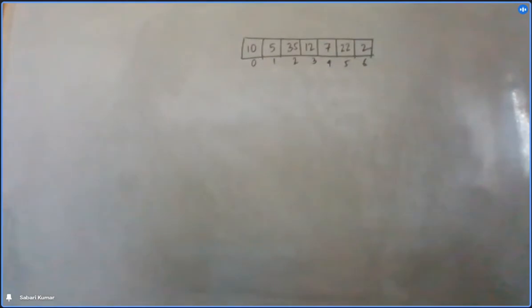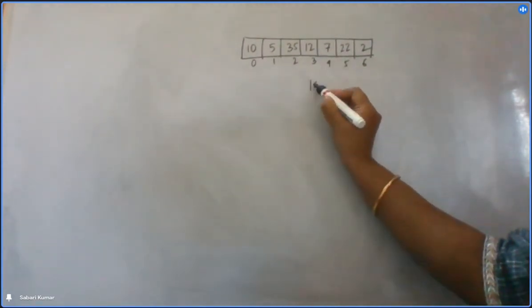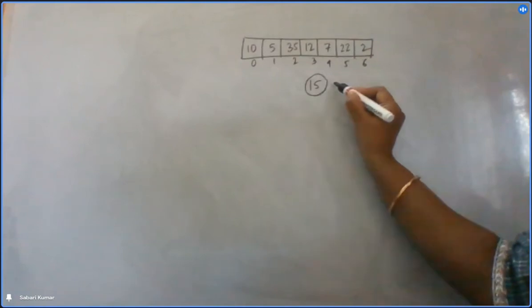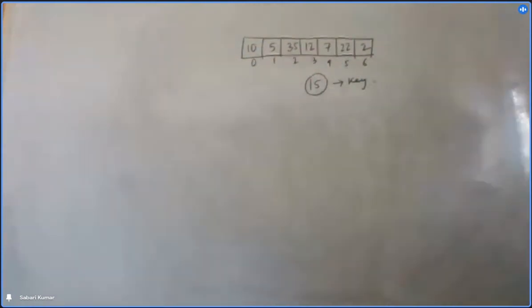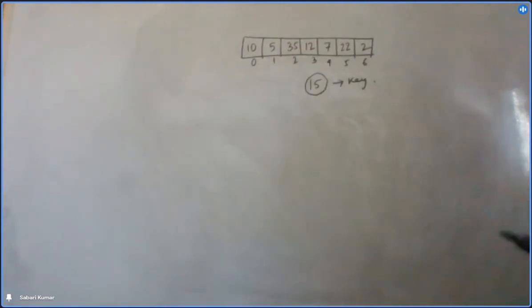Now when you are going to insert a new element in the array, suppose the new element is 15. 15 is the new element, that is our key value that we want to insert. When this insertion is going to take place, you need to understand how it is going to be done. To insert this particular element in this array, first you need to know in which position you want to insert that value. That position you need to know.